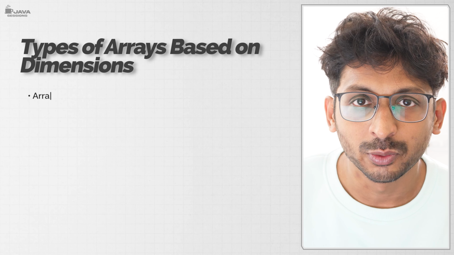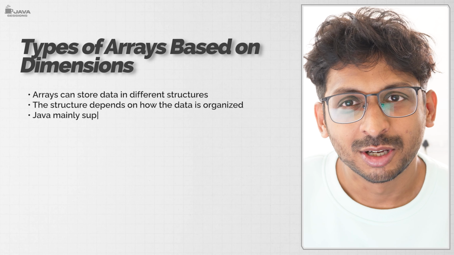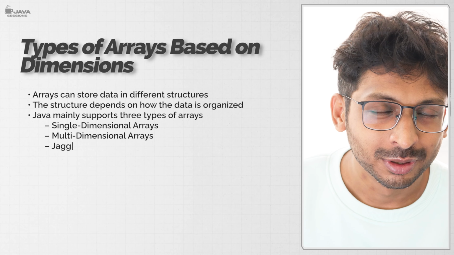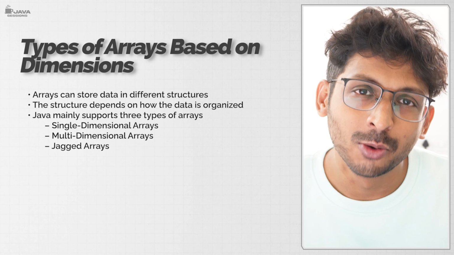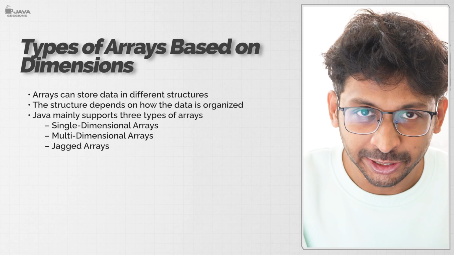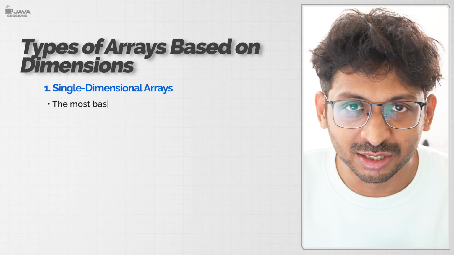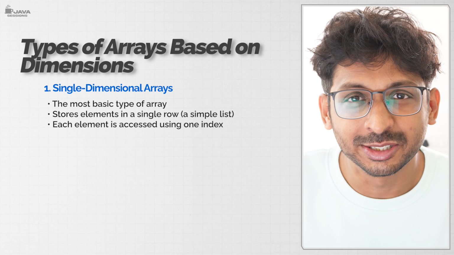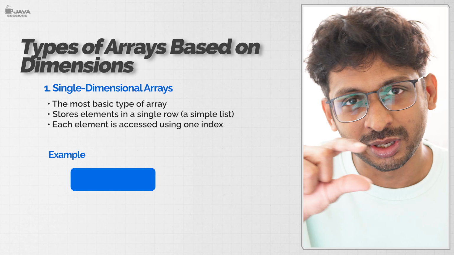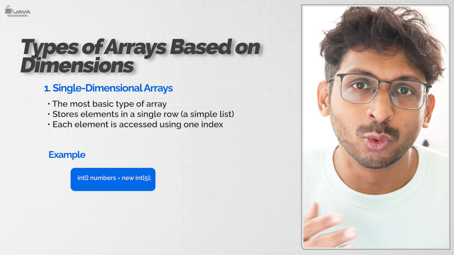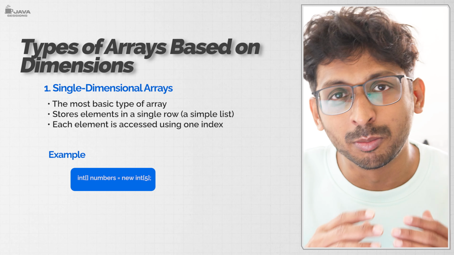Then comes the types of arrays in Java. Arrays in Java come in different sizes and shapes depending on what and how you're managing your data in an array. Let's explore 3 major types of arrays. The first one is the single dimensional array. This is the most basic type of array. You can consider values arranged in a straight line, like a row of boxes or lockers or numbered containers.